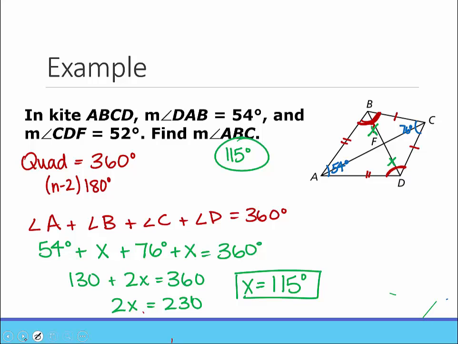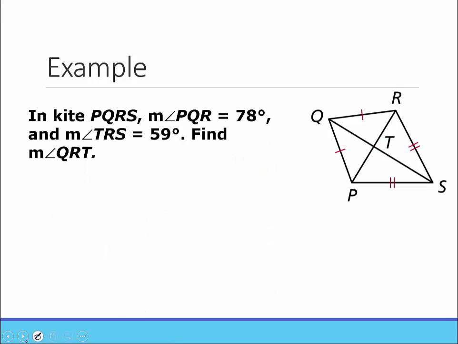Let's try one more example. So this is a different kite. It tells us that the measure of P to Q to R, so this one up here, is 78 degrees. And it tells us that T to R to S, so this one here, is 59. Our job is to find Q to R to T. This one here is what we don't know.